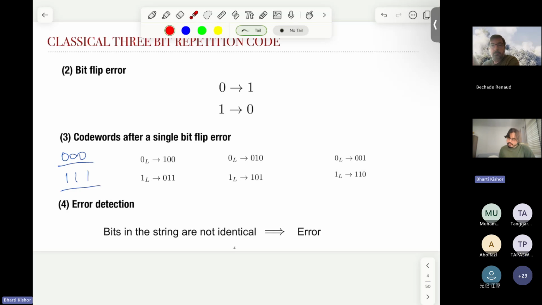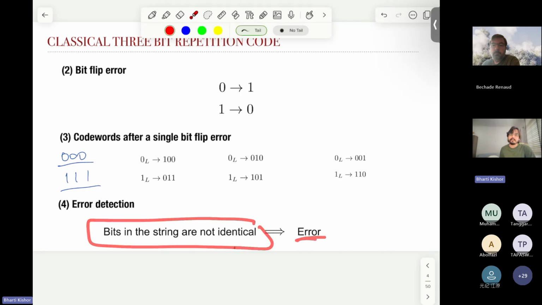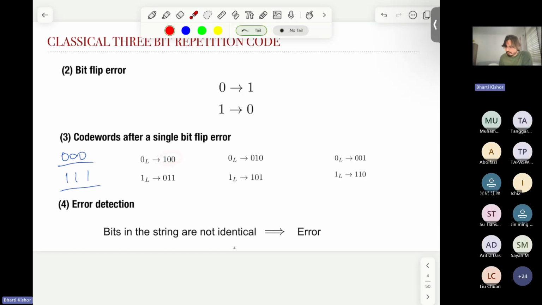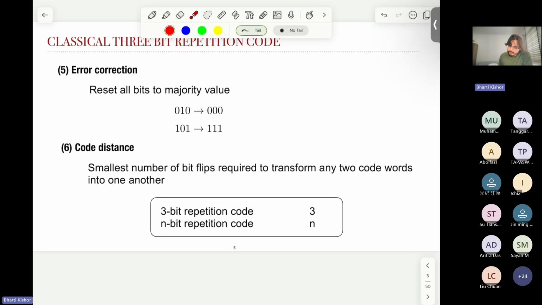Now, how do we know that some error has occurred? The procedure to find out that some error has occurred is called error detection. If the bits in the string are not all identical, that means some error has occurred. For example, here the bits are not all identical, so you can just look at the bits and see that one of them has flipped. That tells you that some error has occurred. That's how you do error detection.